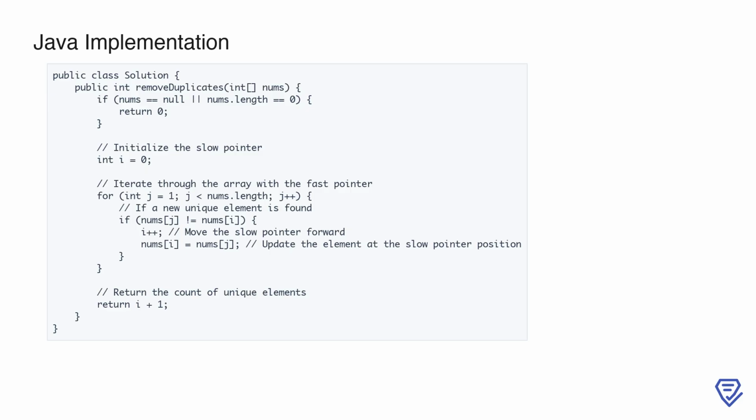This is the Java implementation of LeetCode problem number 26, remove duplicates from sorted array. The logic mirrors the Python implementation, utilizing two pointers, a slow pointer to track the position of unique elements and a fast pointer to traverse the array. Key differences include Java's use of explicit type declarations, array handling, and class structure. The method updates the input array in place and returns the count of unique elements.